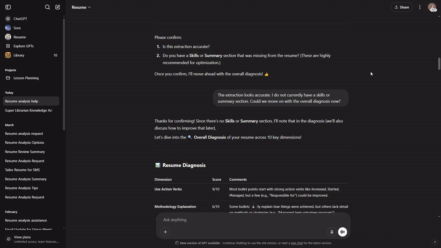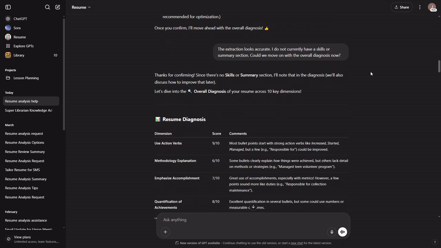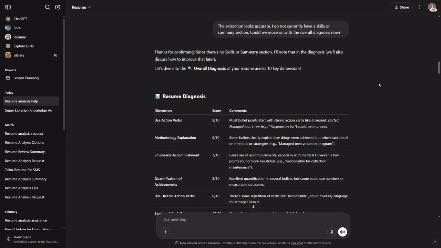That is one that definitely had opportunities for improvement, but because of the fact that it had such solid groundwork in other areas, this was just prime for reviewing and revising. So that's why I chose this one for our example here. And then I asked in my prompt, could we move on with the overall diagnosis? Just wanted to make sure I answered all of its questions and moving the ball forward.